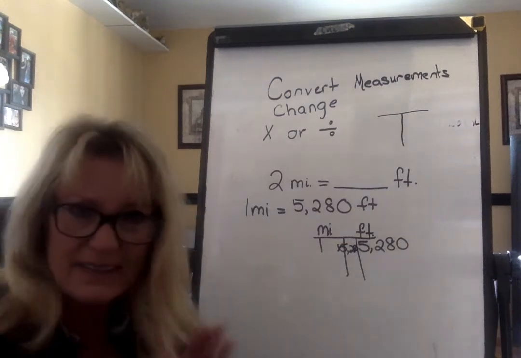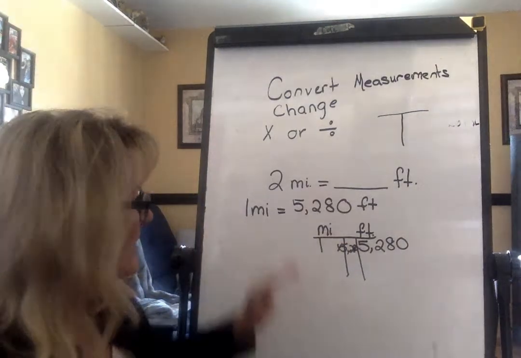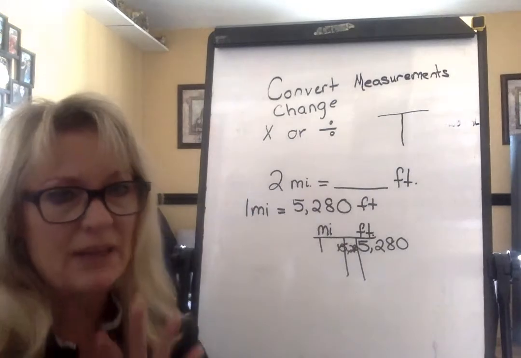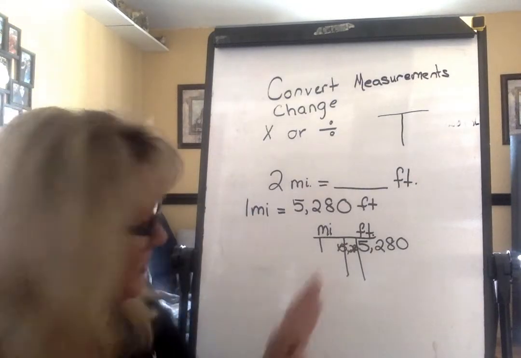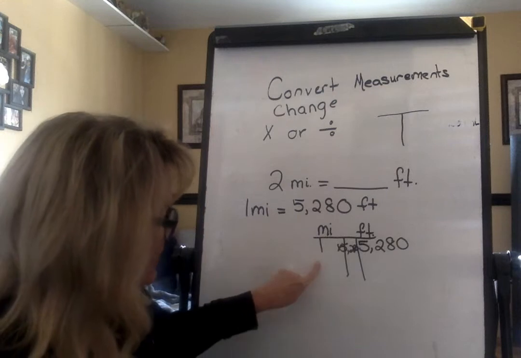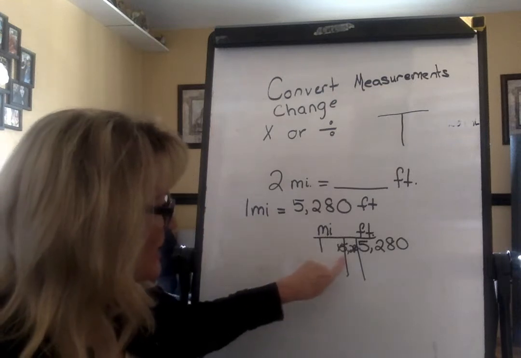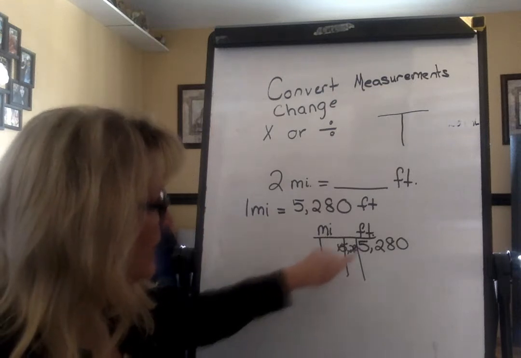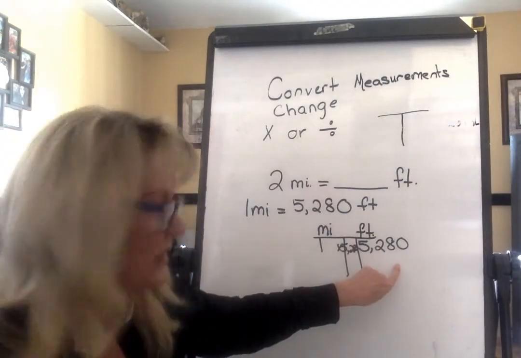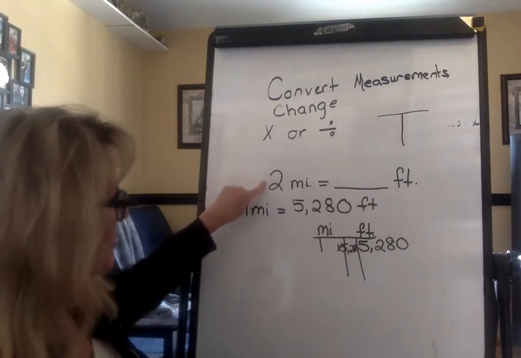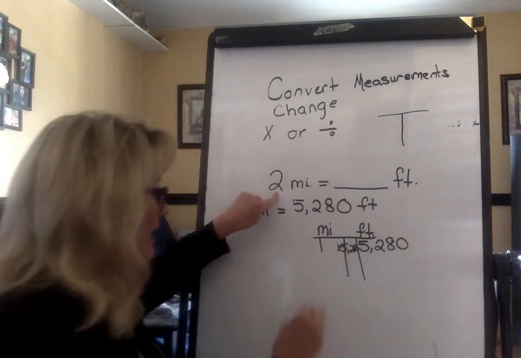So now this is the cool part, guys. Now I could solve any problem with miles and feet just by knowing that. Because it tells me every time you put in a mile, you must times it by 5,280 to get how many feet it is. Now let's plug in our problem. They told me I have 2 miles.